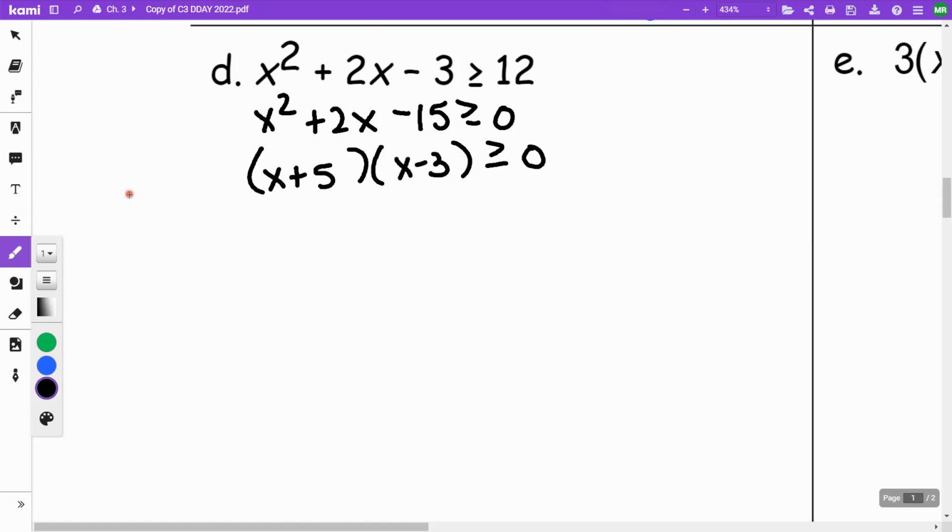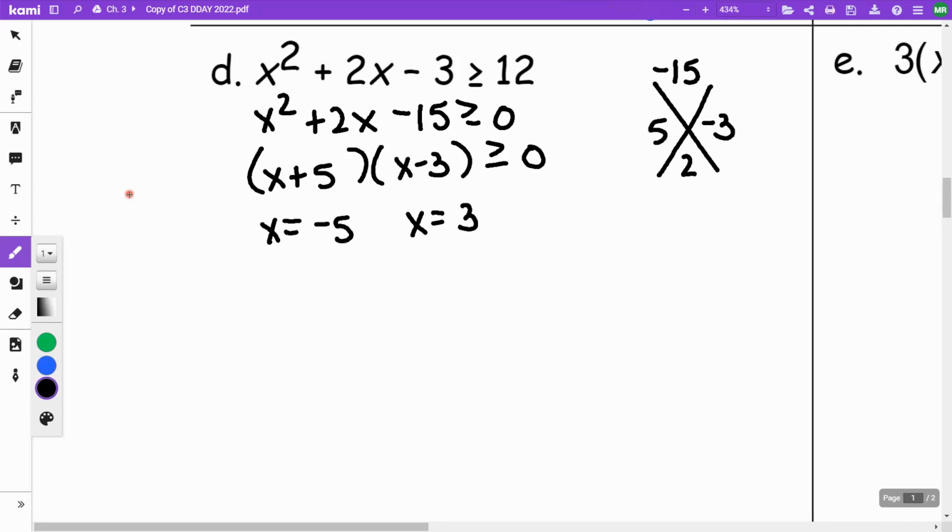That multiplies to negative 15 and adds to 2. Okay, really, what multiplies to negative 15 and adds to 2? 5 and negative 3. So one boundary point is going to be negative 5. The other boundary point is going to be 3. So on my number line, I am going to have a negative 5 and a 3.